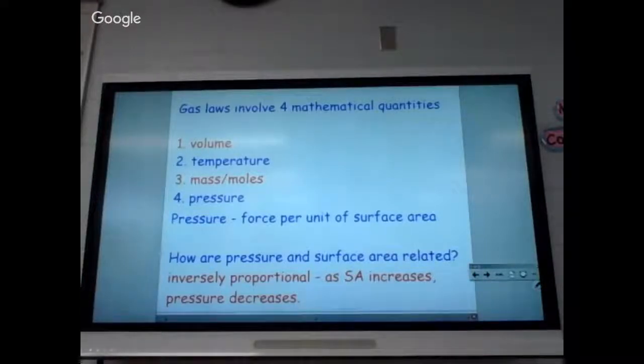So remember that when I ask you on the test if you don't know. All right, pressure and surface area are inversely proportional.